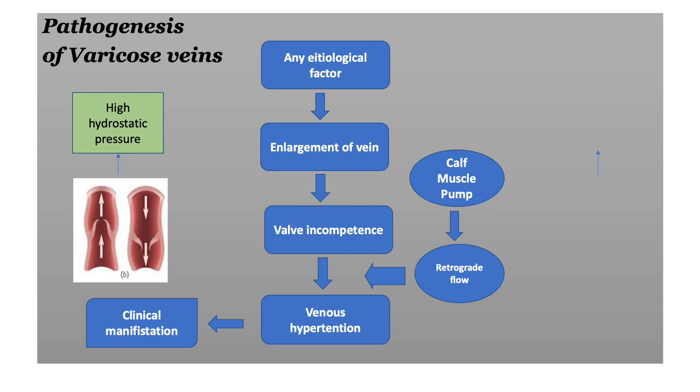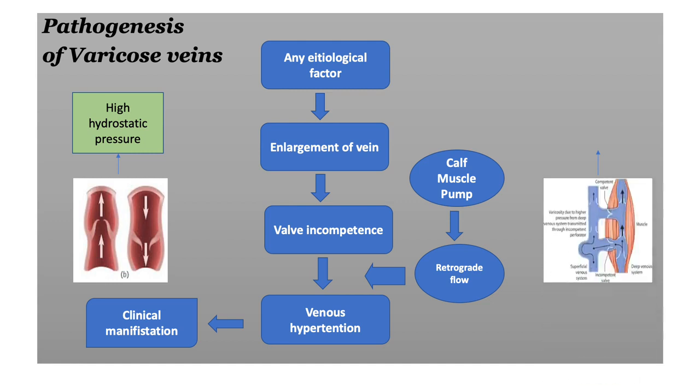Another mechanism: when calf muscles contract, and we have incompetent perforators, the blood will flow in a reverse way from the deep system to the superficial system through defective valves in the perforators. This is called the dynamic pressure.